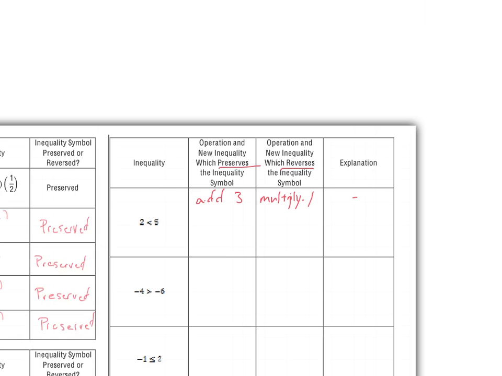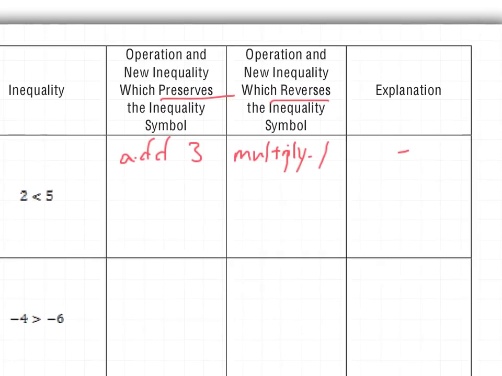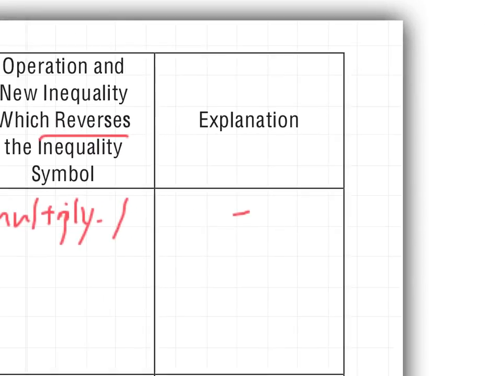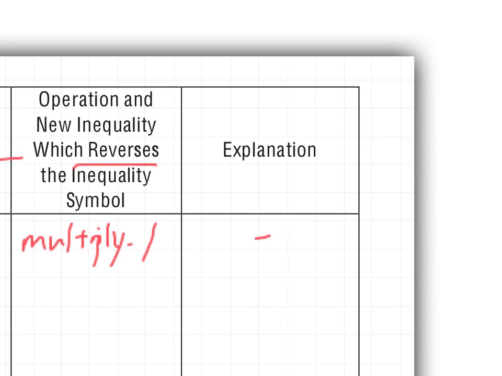And over here, I'm going to write an explanation as to what happens. And our explanation just basically uses what we've just learned. Adding preserves. Multiplying a negative reverses.